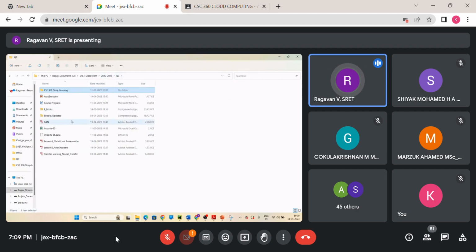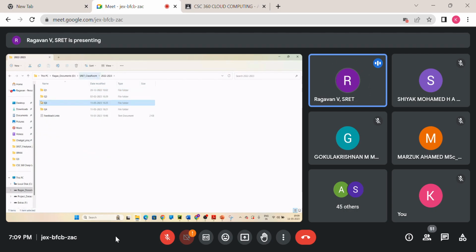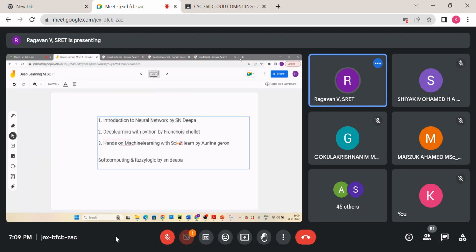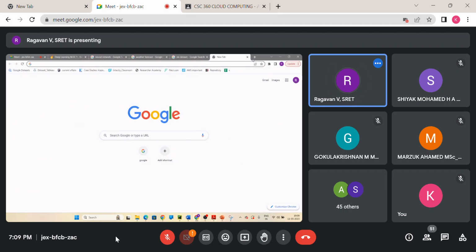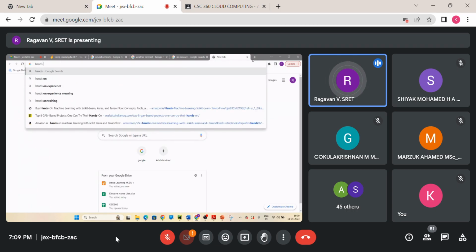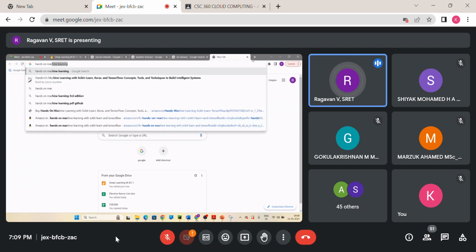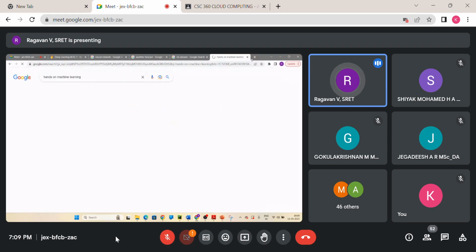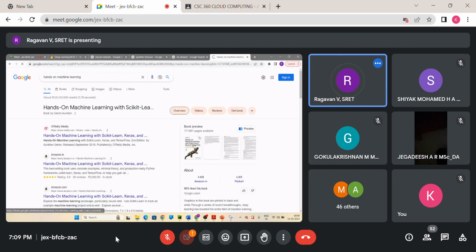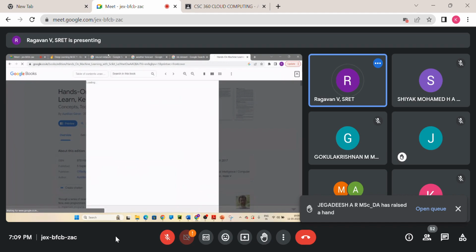And some other books are there. I don't know where it is. I'll just show it on the internet also. So, Hands-on Machine Learning with scikit-learn. This is the book, guys, by Aurelien Geron.